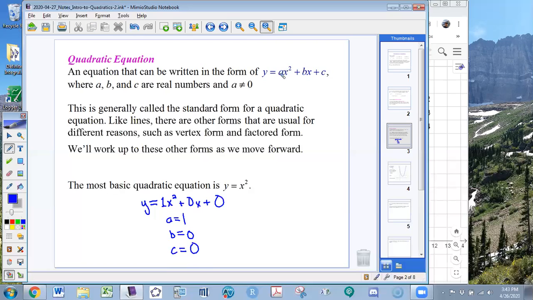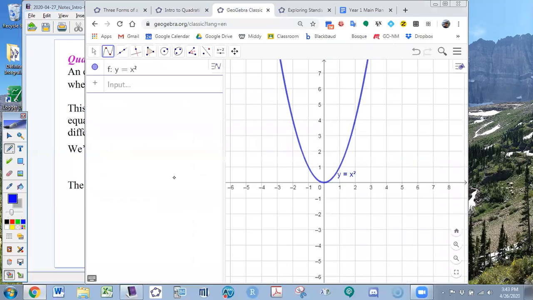As long as a is not 0, it's fine that b or c potentially are. So this in fact is a quadratic equation. And if I come over here and look at its graph, I see, of course, what I've seen several times now, that I'm getting this parabola. This one is opening upward, has that nice little turnaround point.